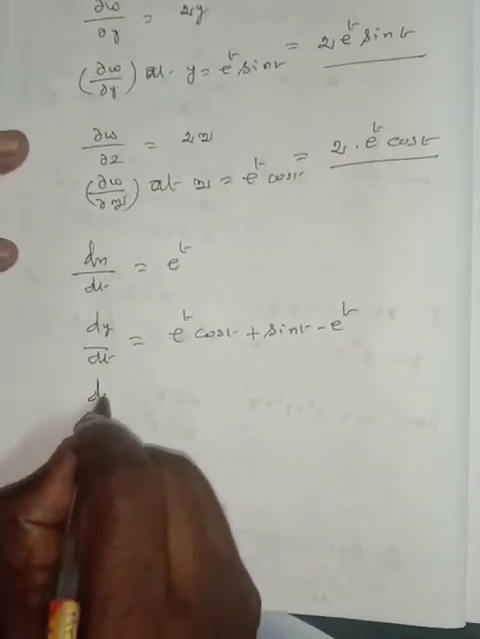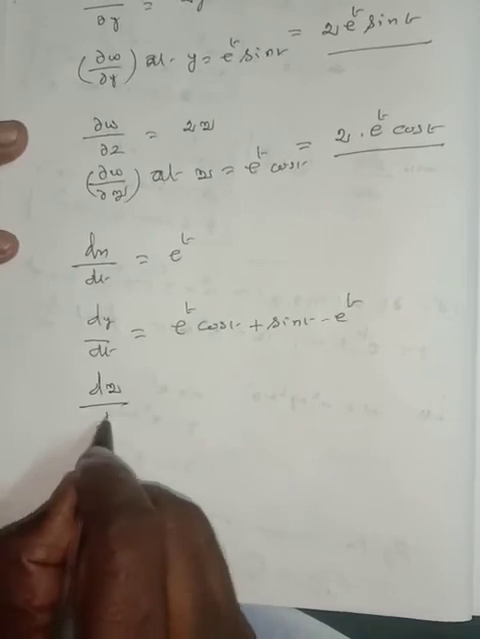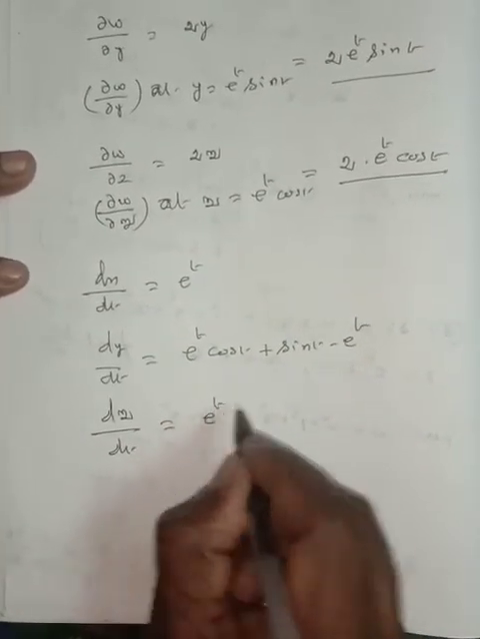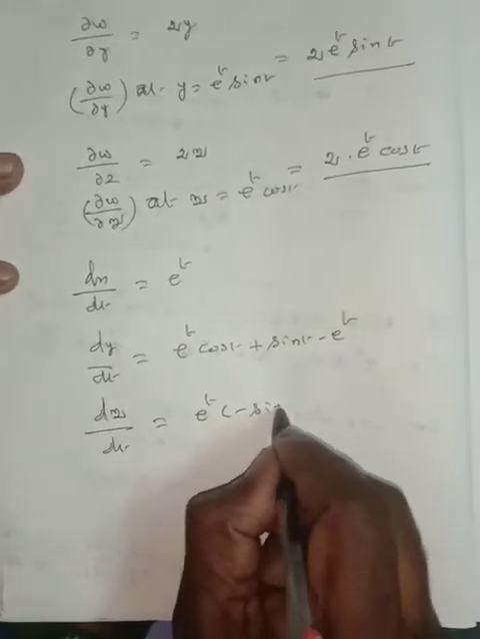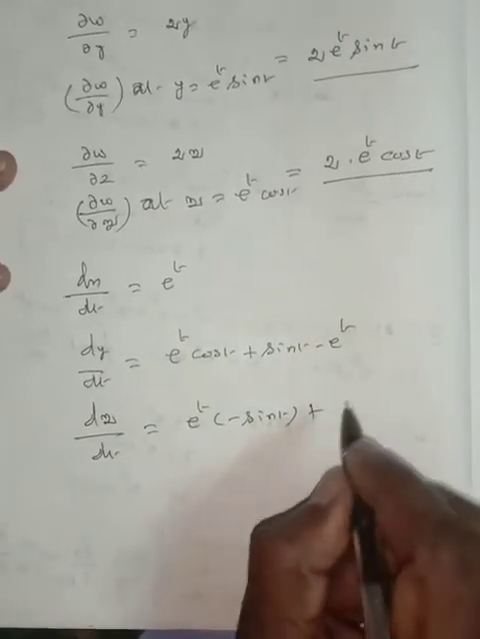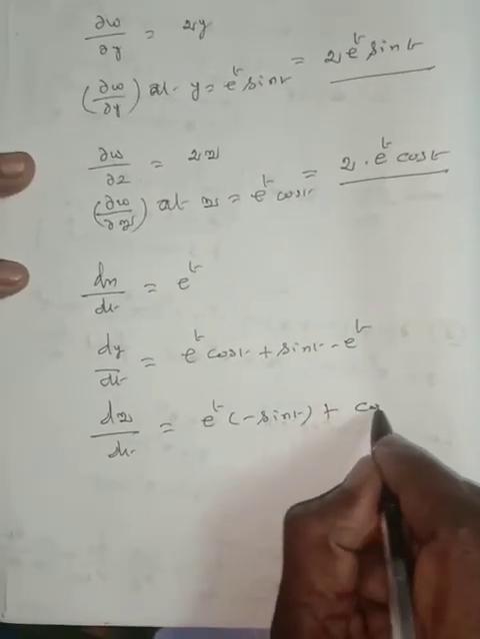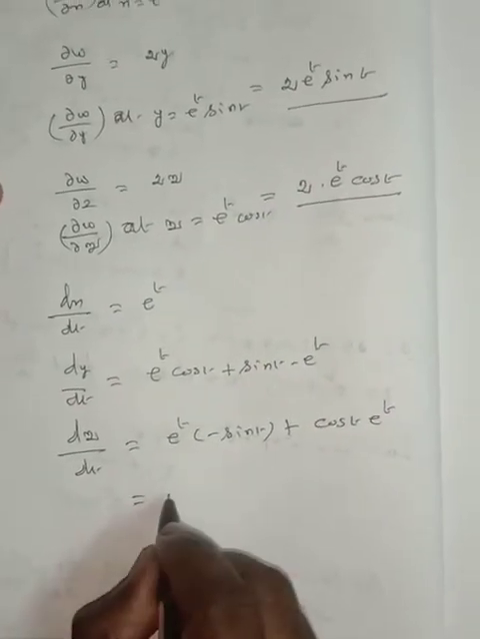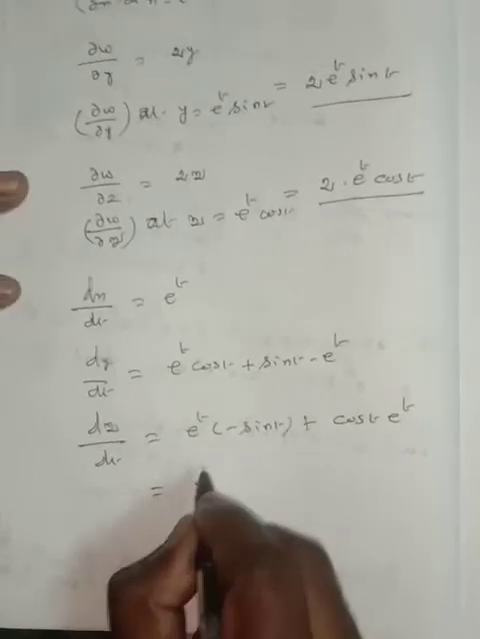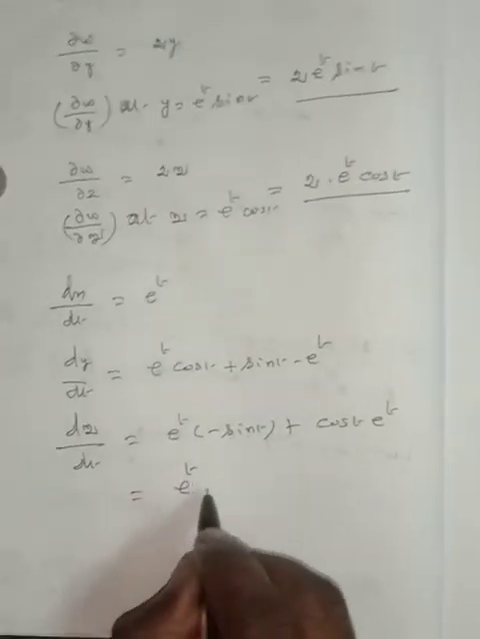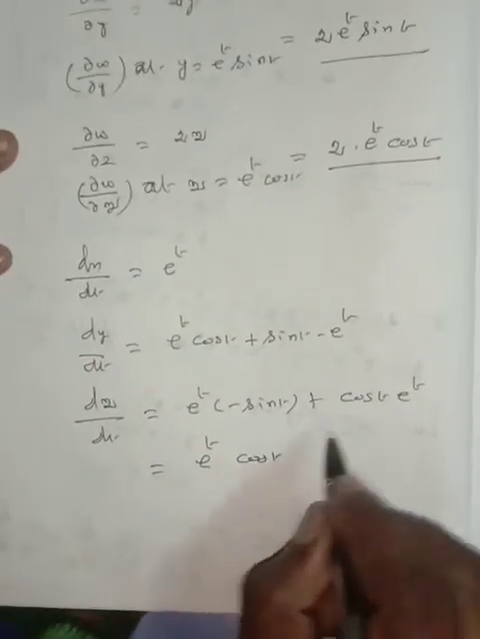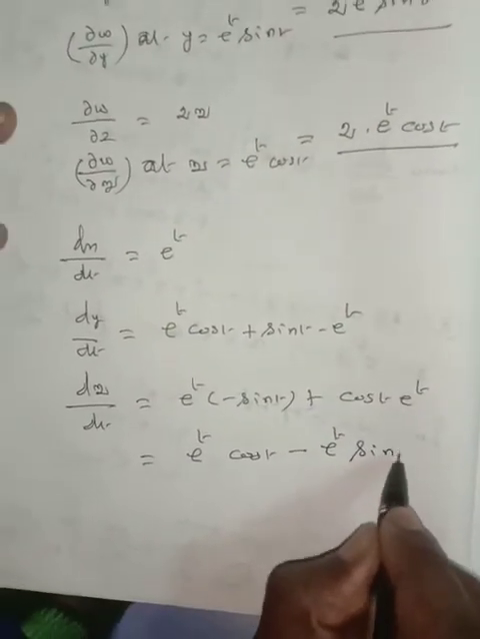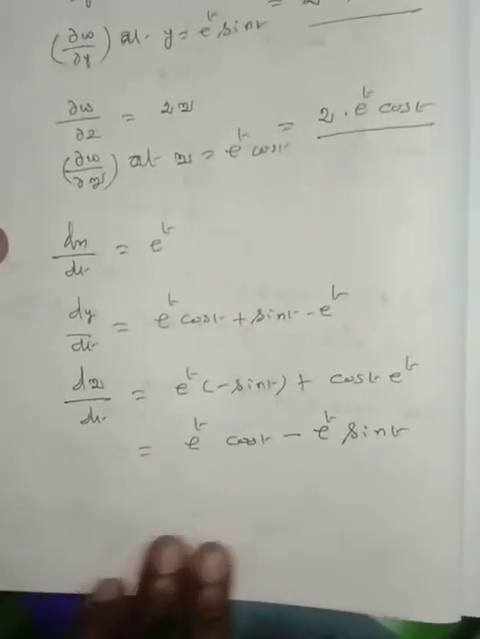Next, dz by dt is equal to e to the power of t minus sin t plus cos t e to the power of t. This means e to the power of t cos t minus e to the power of t sin t.